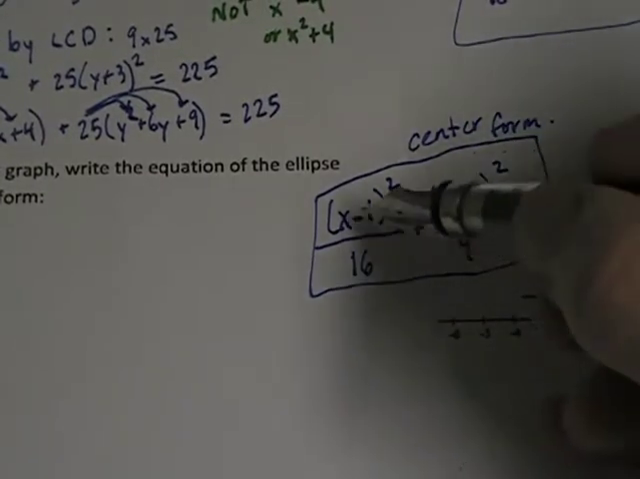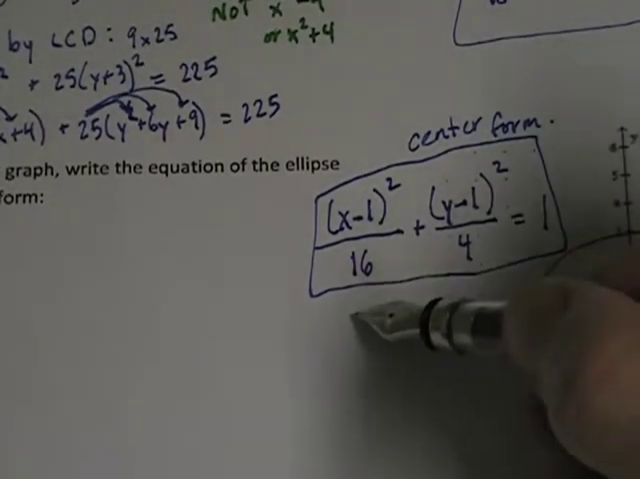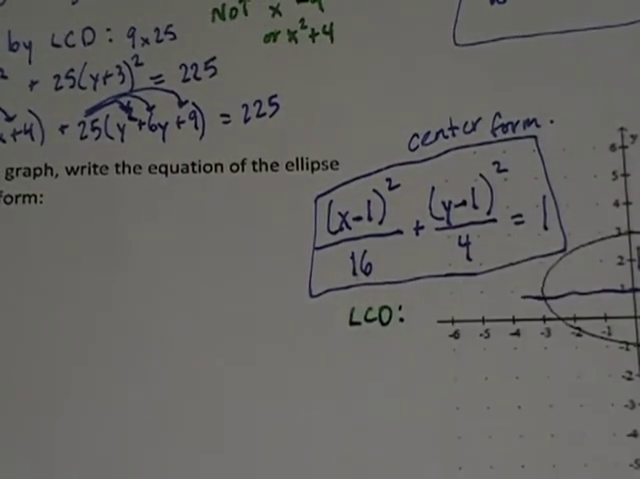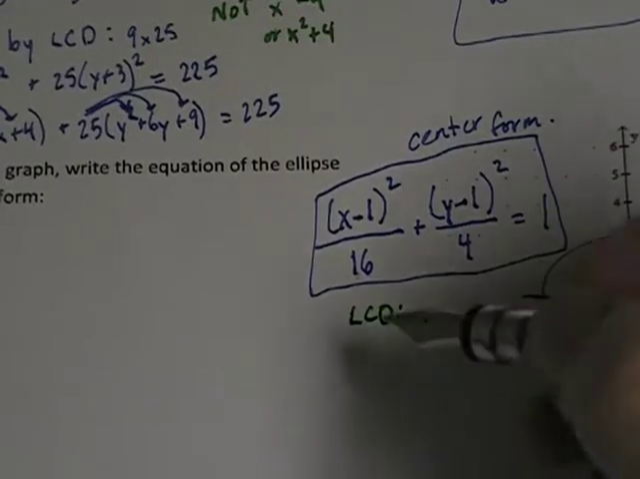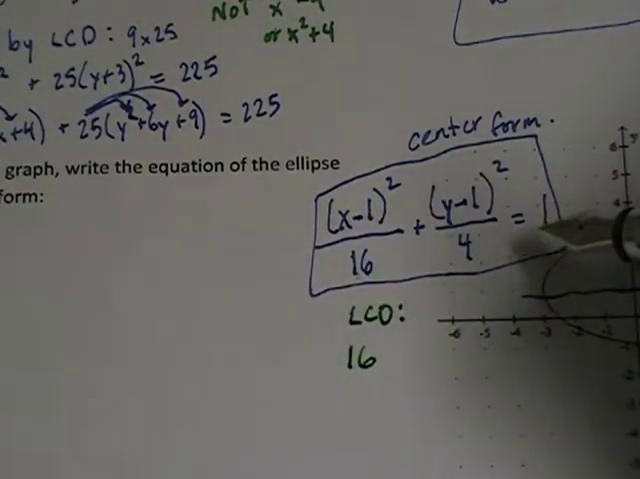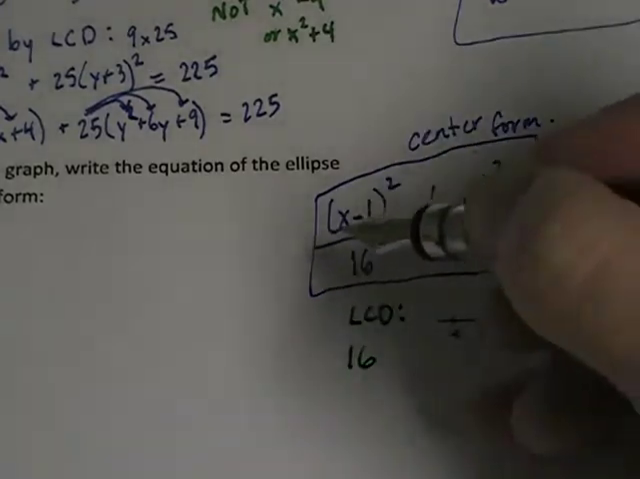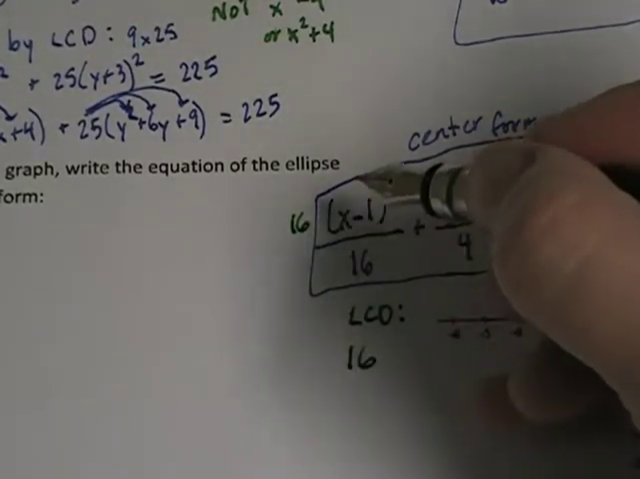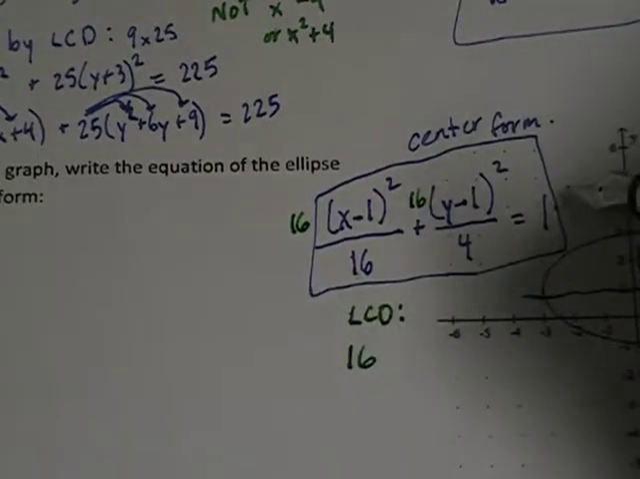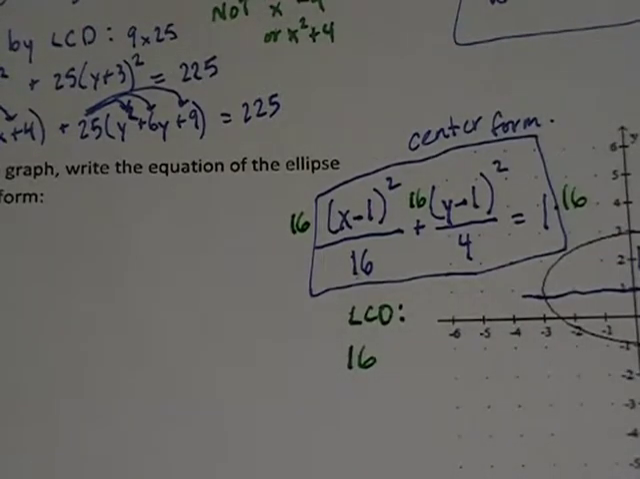Okay, so what are we going to do? Well, we've got to find the LCD first. LCD. Well, 16 and 4 actually have 4 in common. And so the LCD for this is going to be 16. So how do I get this in standard form? I'm going to multiply, or expanded form. Some people call it expanded form. Multiply everything by 16. Okay?